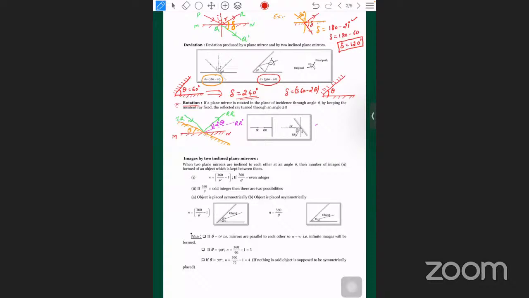By simple geometry, you can prove that. You can look at this figure. In this figure, by using your normal algebraic and geometrical concepts, you can prove that. So if the mirror is rotated by theta, the reflected ray will get deflected by what angle? 2 theta. Please remember this.